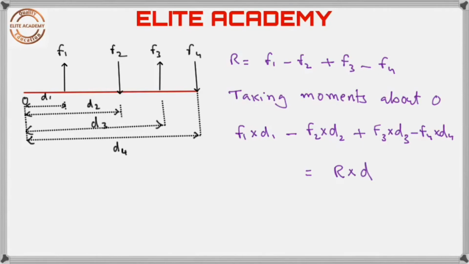Sum of moments is equal to R into d according to Varignon's theorem, where d is the distance of the resultant and R is the resultant. So we can replace all these forces by one single force, resultant R, which is acting at a distance of d from the point O.